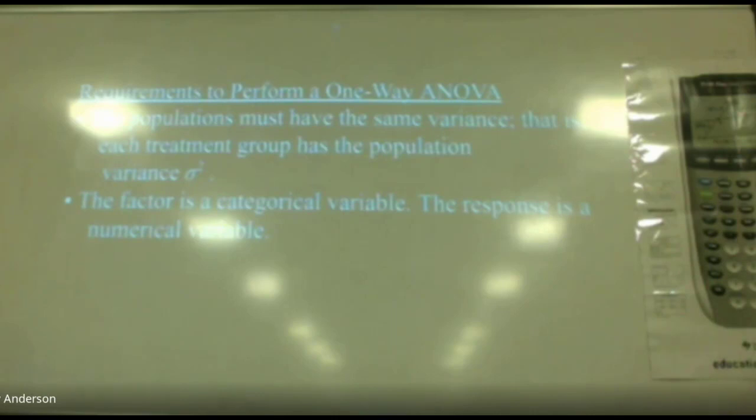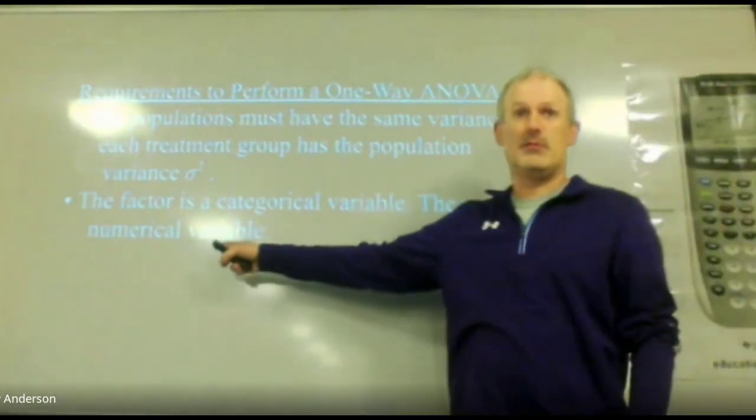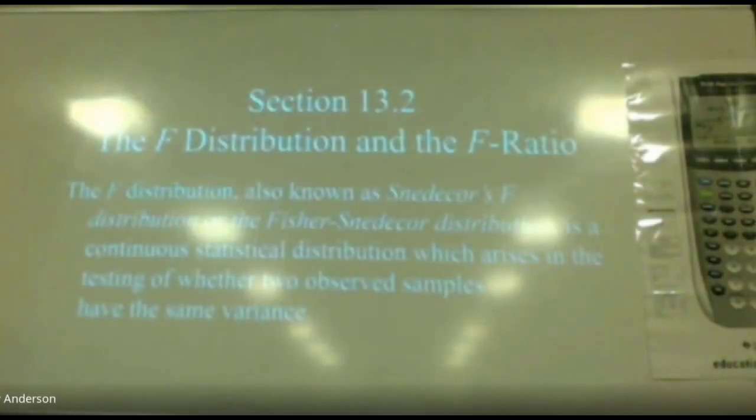The factor is a categorical variable, which, remember, means it's a category. It's a label. It's not a number like you're measuring something. But then the response is a numerical variable. That's going to be how many or how much. All right, that was the end of 13.1, just some information. 13.2 is pretty much the same, getting us some more information.